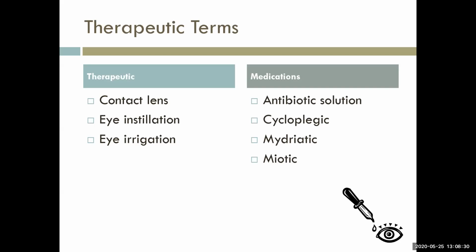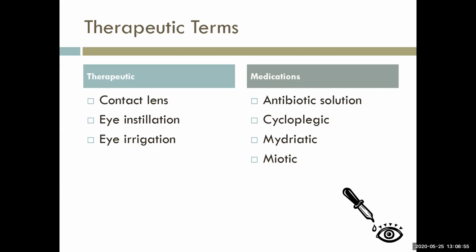Some medications we see: antibiotic ophthalmic solutions, antimicrobial agents in solution used to treat bacterial infections like conjunctivitis, like pink eye. Cycloplegic is agents that paralyze the muscle and the powers of accommodation. So when you're doing an exam on children, sometimes you have to use that to get them to stay still.